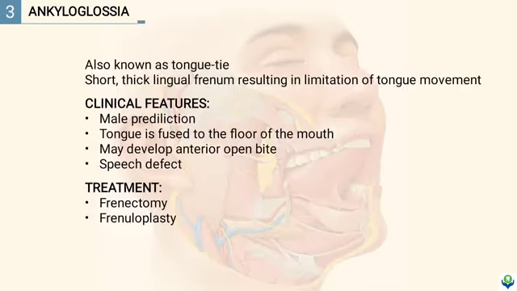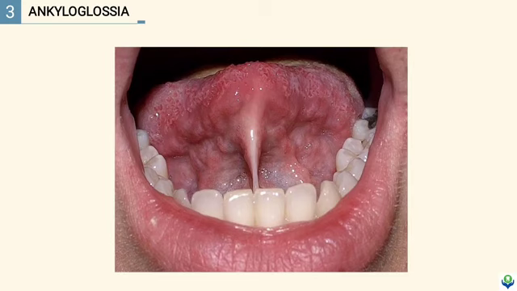Ankyloglossia. Ankyloglossia is also known as tongue tie. Here we could find a short, thick lingual frenum resulting in limitation of tongue movement. It has male predilection and the tongue is fused to the floor of the mouth and may develop an anterior open bite and may result in speech defect. The treatments for ankyloglossia are frenectomy and frenuloplasty. This is a picture depicting ankyloglossia or tongue tie.